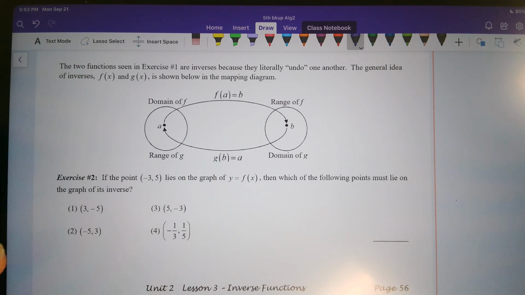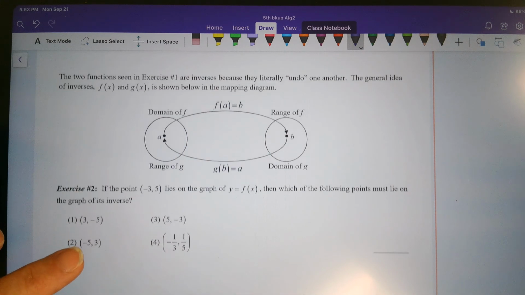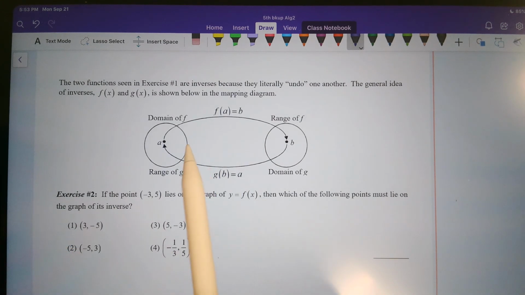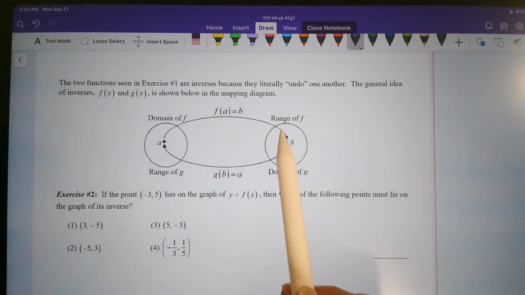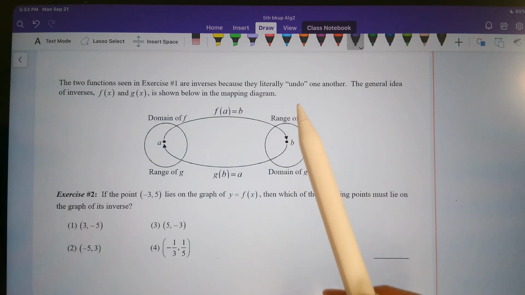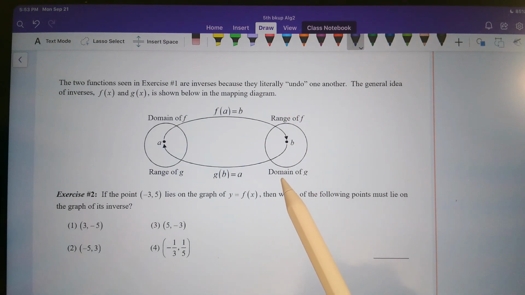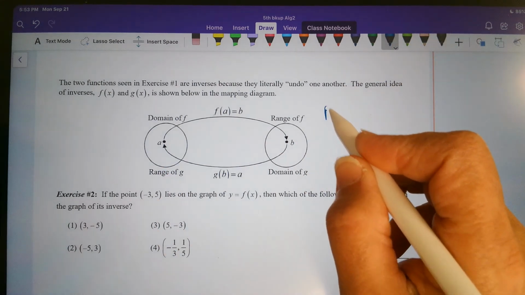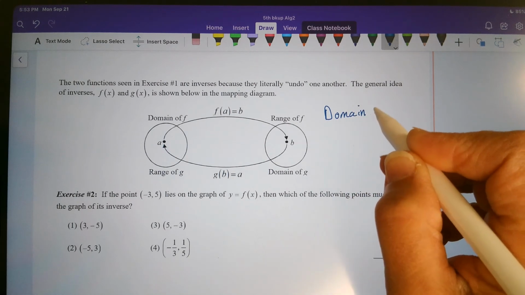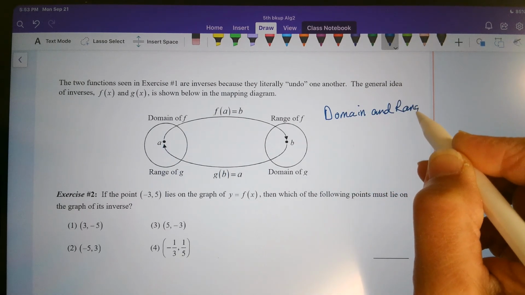The two functions seen in exercise 1 are inverses because they literally undo one another. The general idea of inverses, f of x and g of x, is shown in the mapping diagram. So we have the domain of f maps to the range of f, but that range of f happens to be the domain of g, which maps to the range of g, which is the domain of f. Very confusing. In other words, the domain and range switch with inverses.